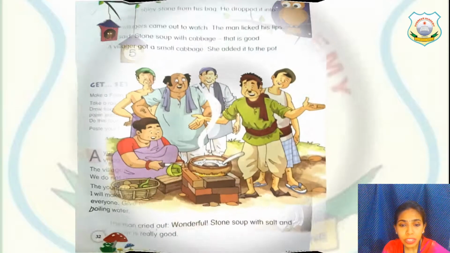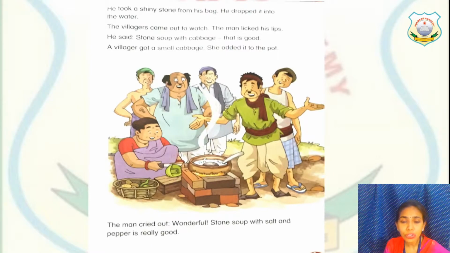So the villagers thought, why not, we will arrange a pot for him with boiling water. So they arranged everything, and then what happened? This young man took something out of his bag. What did he take out? Did he take clothes from his bag? Did he take utensils? No, na? So he took a shiny stone from his bag, right?